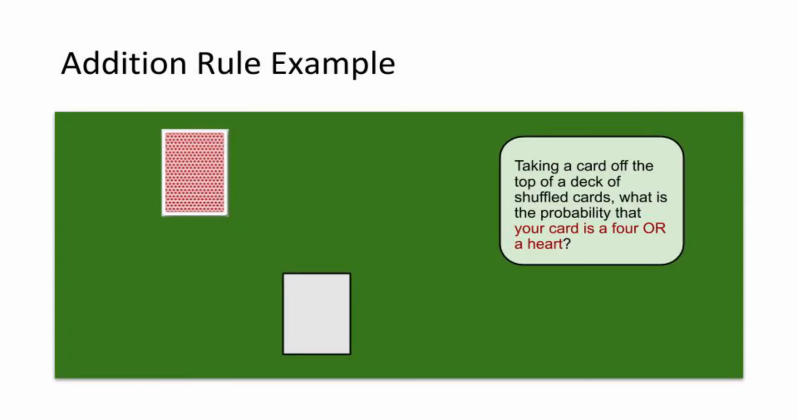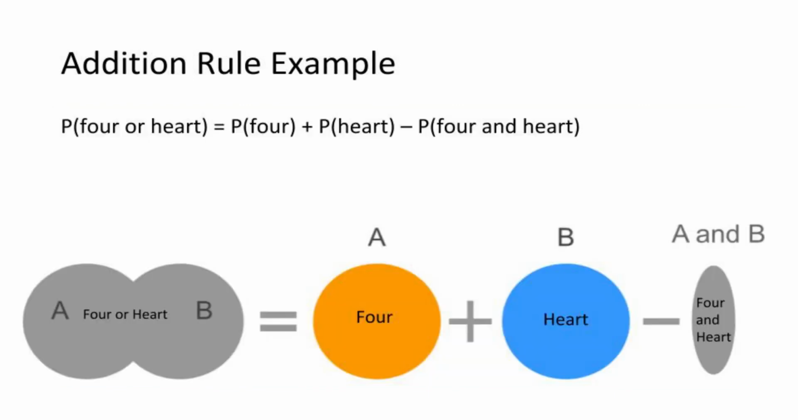Taking a card off of the top of a deck of shuffled cards, what is the probability that your card is a 4 or a heart? The probability of grabbing a 4 or a heart is just the probability of grabbing a 4 plus the probability of grabbing a heart minus the probability of grabbing the 4 of hearts. You subtract out the 4 of hearts because you accounted for that particular card in the probability of getting a 4 and in the probability of getting a heart. Right, so that's 4 4s out of 52 cards plus 13 hearts out of 52 cards minus 1 4 of hearts over 52.